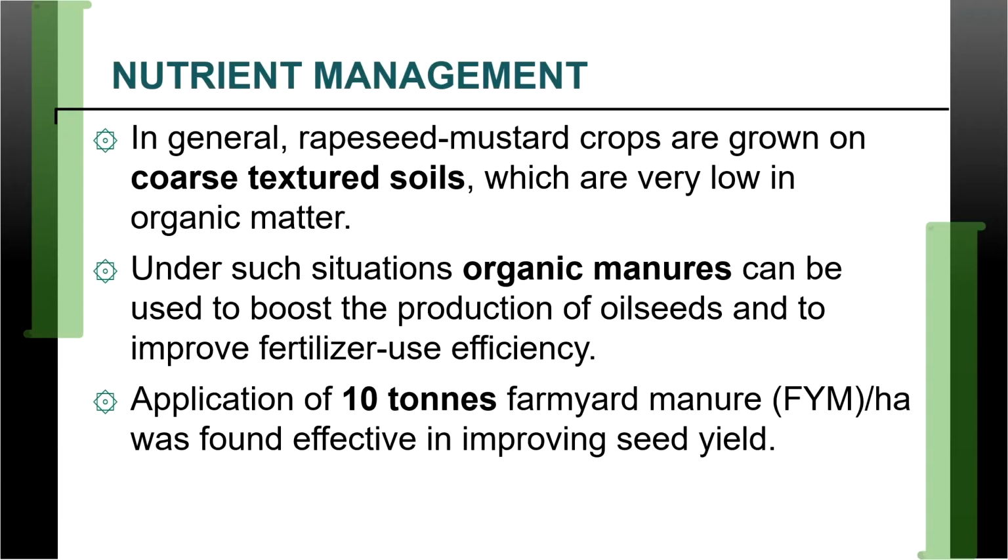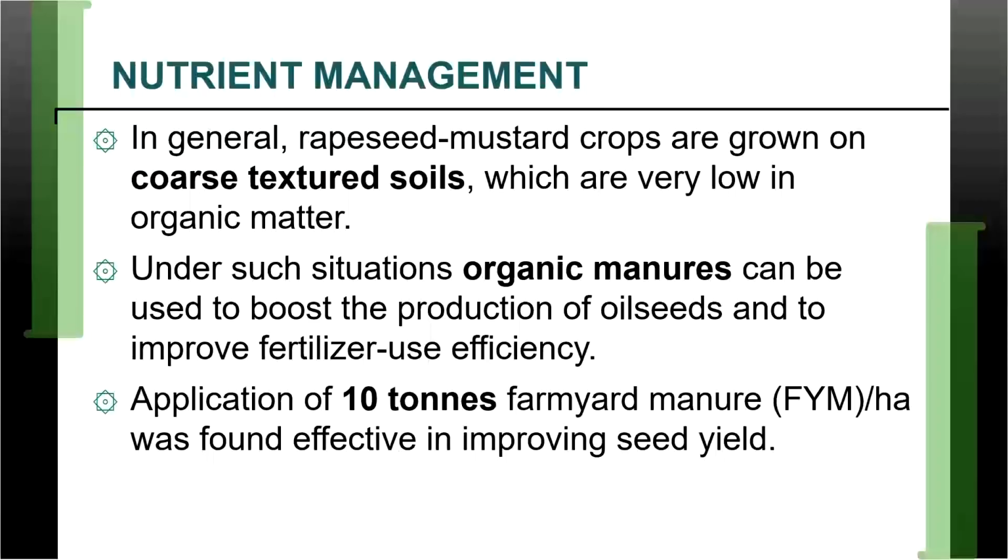So, under such conditions, organic manures can be used to boost the production of oil seeds and to improve fertilizer use efficiency. If we add organic manures to the soil, they will not only supply nutrients, they will also improve the physical, chemical and biological properties of the soil. If your soils have sufficient levels of organic matter, then they can retain more water, and more water means better nutrient availability and better nutrient uptake under these crops. So, application of 10 tons farmyard manure per hectare was found effective in improving the seed yield.